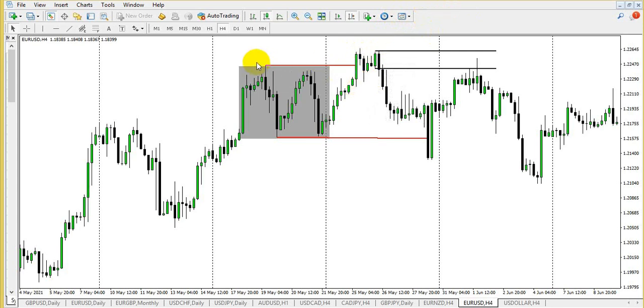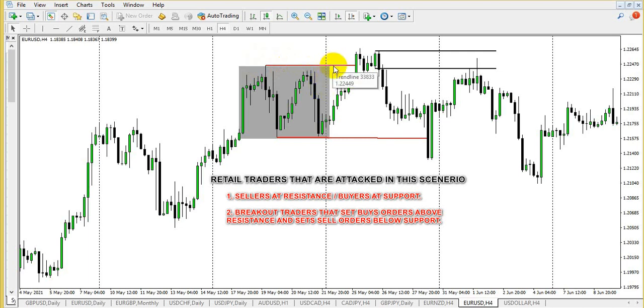There are two sets of retail traders that actually get attacked in this scenario. In the first case, it is retail traders that are trying to sell off this resistance zone when price comes to retest the third time. They expect price to reject from there. They put their stop loss above here, and also retail traders place buy stops above here so that when price breaks out, their buy stops get activated and they keep on riding the trend higher and higher.